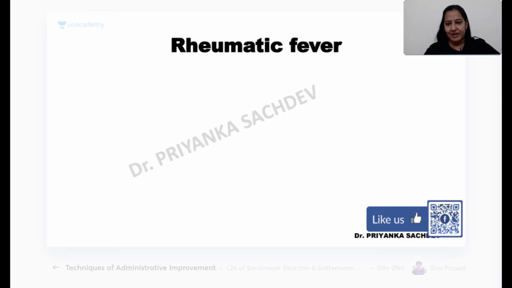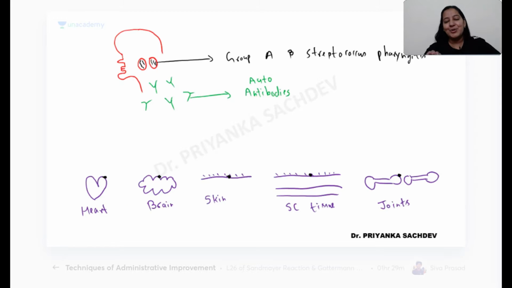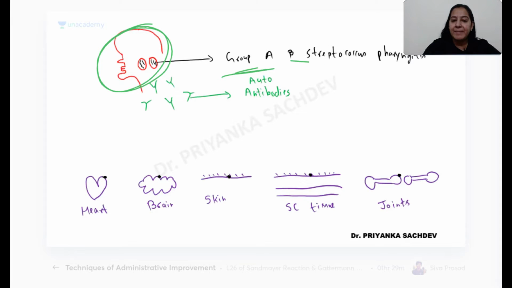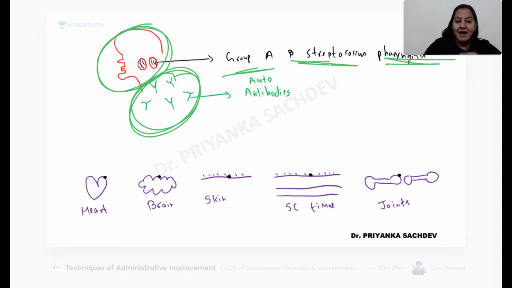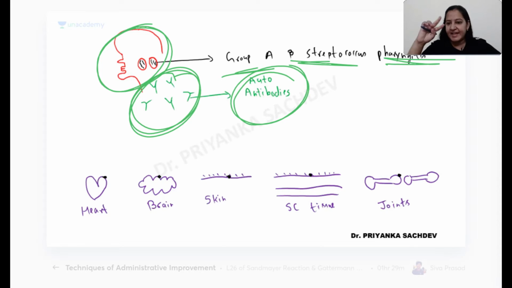You already know what rheumatic fever is. I told you a story yesterday. Those who are the old students already know the story. This is a child you can see, and the child is having pharyngitis or tonsillitis caused by group A beta streptococcal bacteria. The child forms antibodies against the bacteria, and these antibodies neutralize the bacteria. Antigen-antibody reaction is taking place. But these antibodies are autoantibodies.